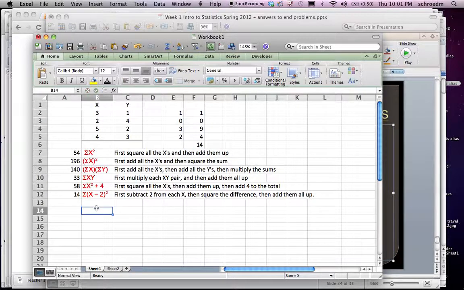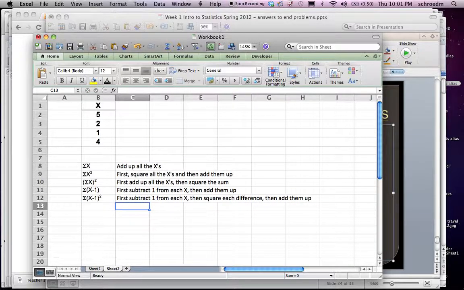So hopefully all this makes sense. If it doesn't, let me know. We have some more to go through just with x's. In this case, sum of x means I'm just adding up all my x's. 5 plus 2 is 7, plus 1 is 8, plus 4 is 12. My answer here is 12.